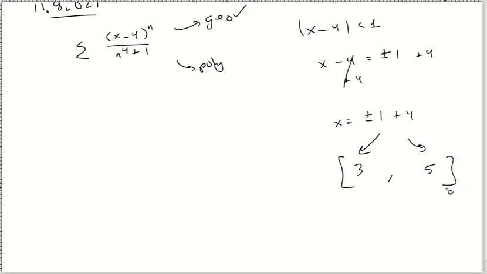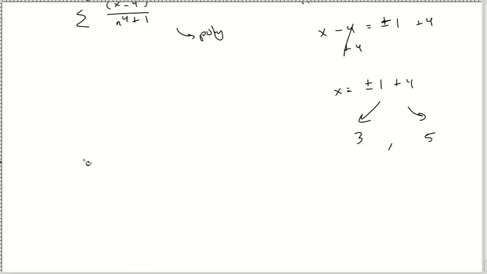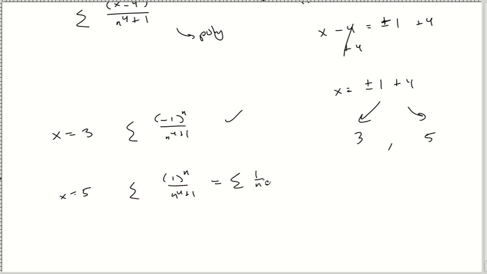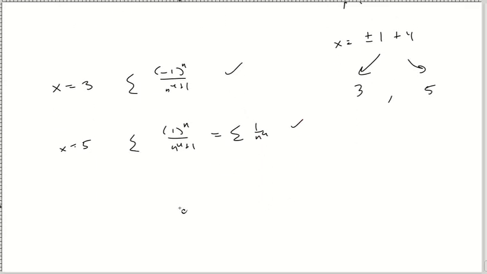Like, should I be doing this instead? I don't know. And so what I want to do is test it at those numbers. So x equals 3, I plug it in. And so what I'm going to get is the alternating series yet again, which will converge. If I plug in the 5, I get a positive 1 to the n. But it still converges because, again, 1 over n to the 4th. And so therefore, it's a p-series with p more than 1, so it still converges. So they do both converge.